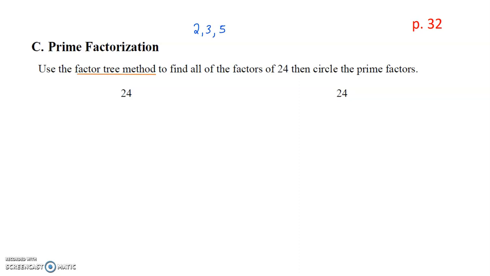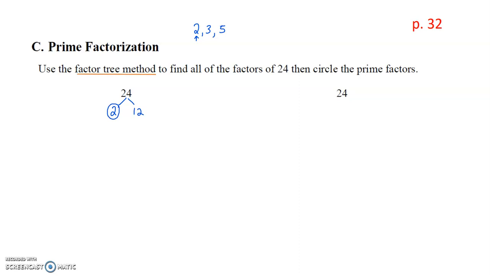Okay. First method is the way that I do it. What I'm going to do is always go with my smallest prime number, which is 2, and see if the number that they've provided me with is divisible by that. 24 is divisible by 2. 2 multiplied by 12 makes 24. So I'm going to circle that 2 because I'm done with that one.